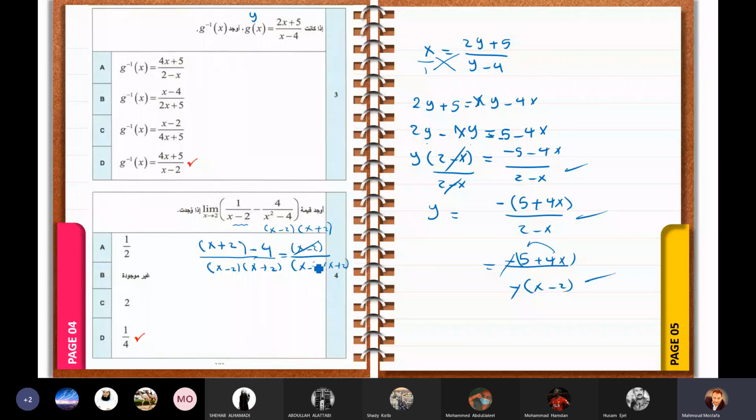Now, as you see, we can cancel x minus 2 by x minus 2. You will get 1 over x plus 2. X approaches what? So you can substitute 2, 2 plus 2, and it is equal to 1 over 4.